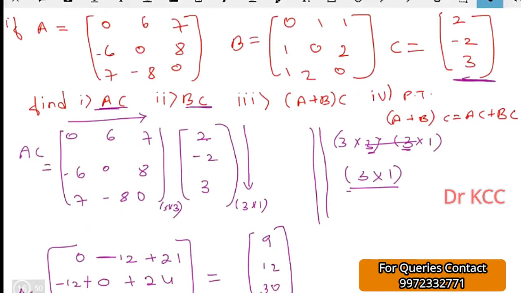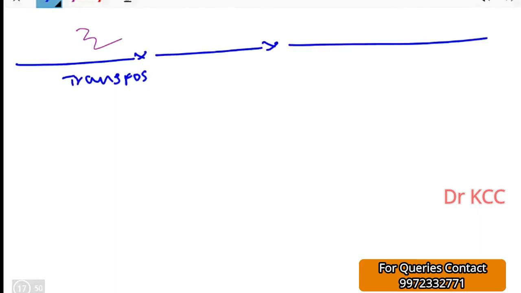Now, we'll go ahead and solve one more problem. Before we solve the next problem, let us understand something called the transpose of a matrix. After this there are two more concepts in this topic, that's all. So what is the transpose of a matrix? It is nothing but changing rows into columns and columns into rows.